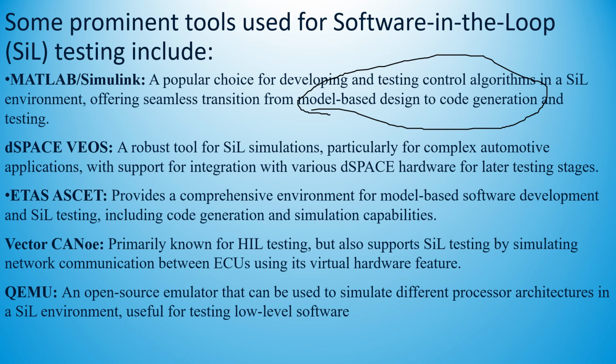And last is not last. The penultimate one is Vector CANoe, primarily known for HIL testing, but it also supports SIL testing. Now, what is meant by HIL testing? It is hardware in loop, which I'll be explaining thoroughly. But right now, please note down that Vector CANoe is primarily for HIL testing, but it also supports SIL testing by simulating network communication between ECUs. So this is majorly used for simulating the efficacy of the communication between various ECUs.